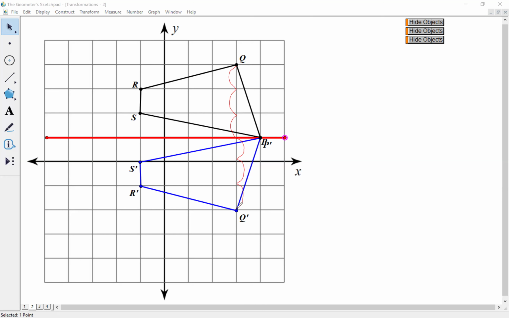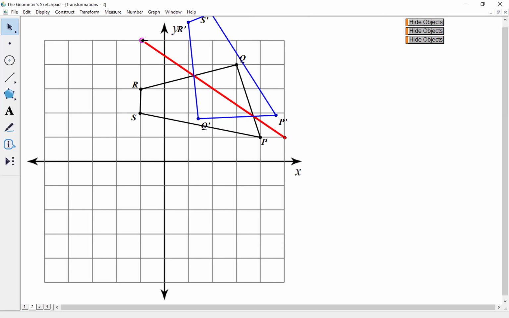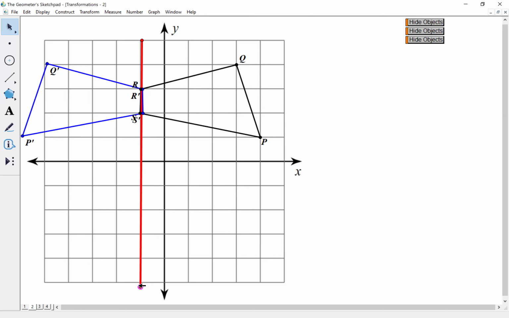Boom, that's easy. What about my point S? From point S to the mirror line is 1 space. So on the other side, 1 space as well. I count the spaces. Now, interesting on point P. P and P prime, if you see it, it's the same point, right? Why? Because technically it was 0 spaces above the line, so it's going to be 0 spaces below the line. So when the line is horizontal, not a bad thing. It's easy to do. If my line is vertical, same idea.